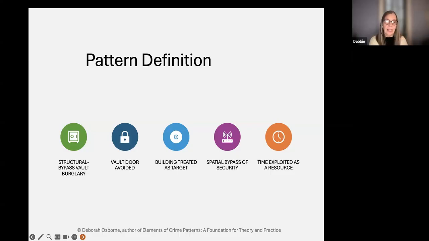These burglars got into the vault without going through the door. So the building was treated as the target, not the door, and they used space to bypass security. They took advantage of opportunity, which is one element of a crime pattern. And time was exploited as a resource because they chose times that were more spacious and abundant to commit their crimes. The next slide.